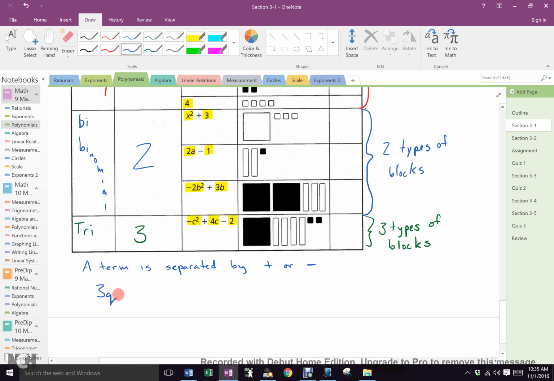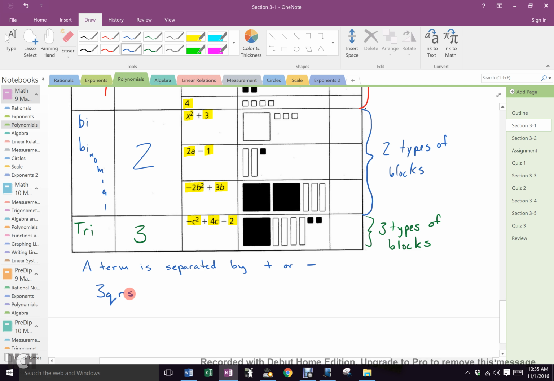3Q. Monomial, binomial, or trinomial? Monomial. Right? Because there's no plus or minus sign, is there? It's just one type of block, yeah? I would draw 3 bars. Everybody cool? Okay.